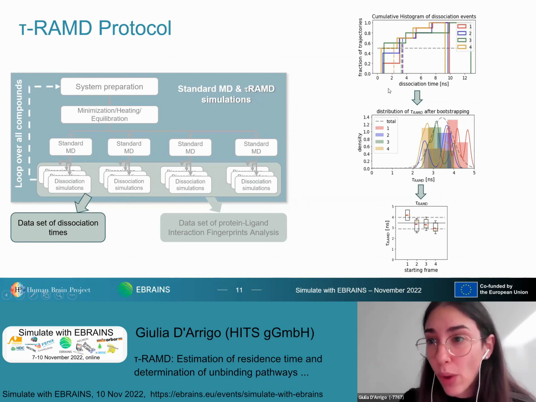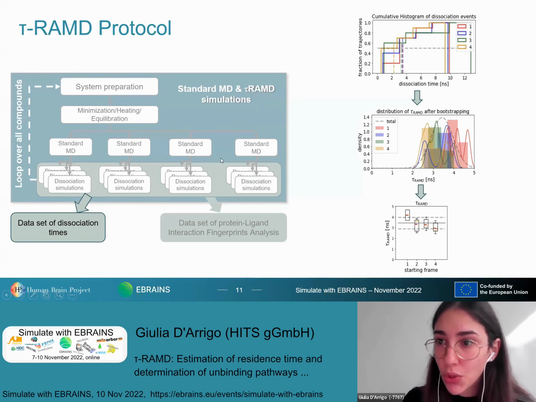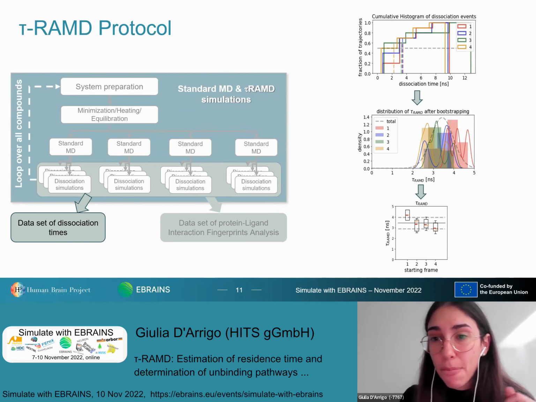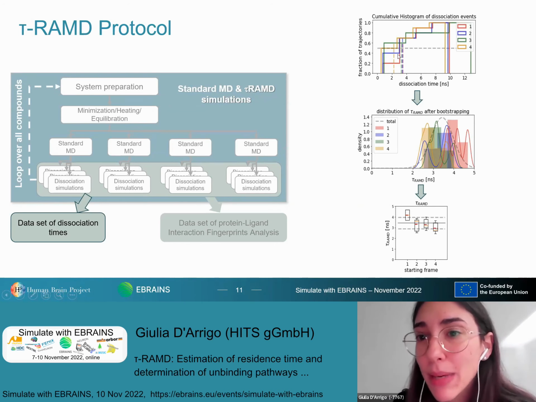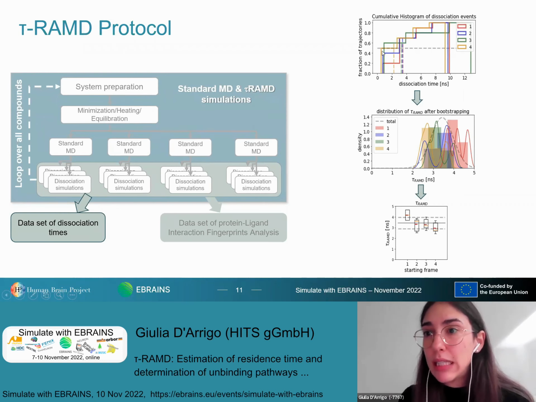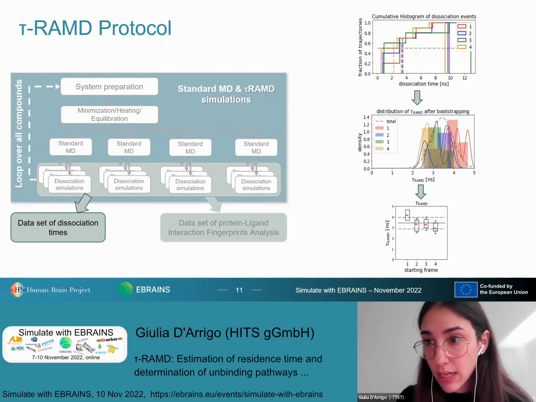So if you look here on the right, you can see in the top plot that we have, let's say, 4 replicas, basically as the one that I showed you in the schema of the protocol on the left. Each replica is colored differently. And here, the effective residence time corresponds to the mean value where half of the trajectories are dissociated. And then we perform a bootstrapping procedure to finally get our residence time.